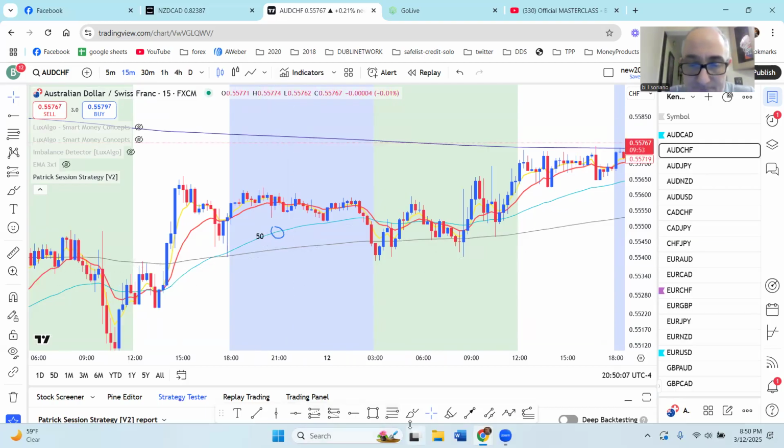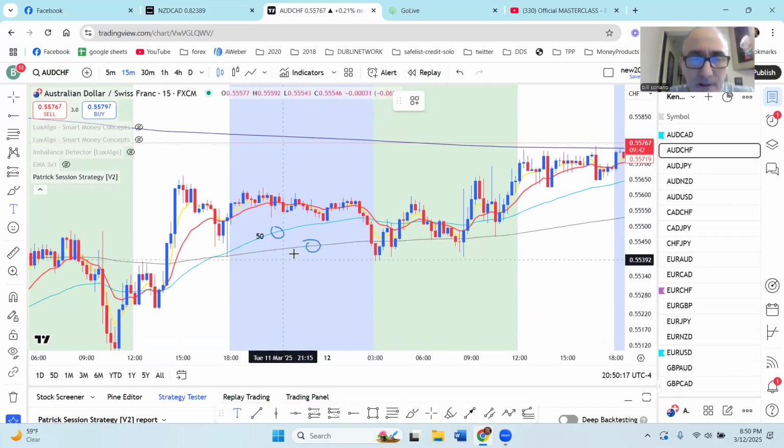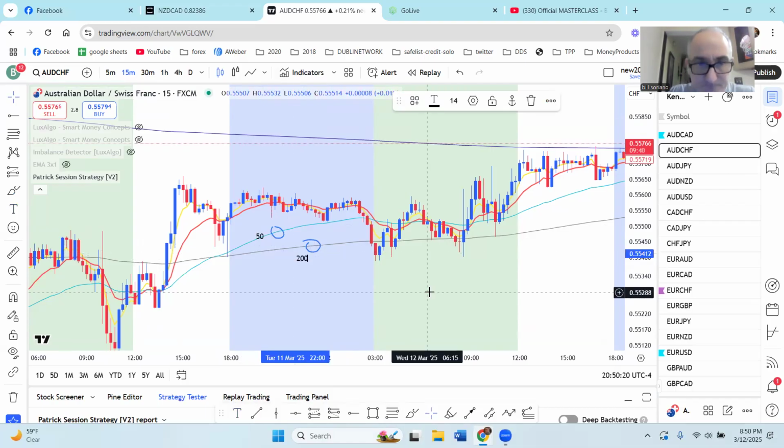The gray one, guys, is right here. See the gray line? When he gives you the indicator, this gray line looks more white. I make it more gray. This is the 200. And then this blue one up here, this is the 800.